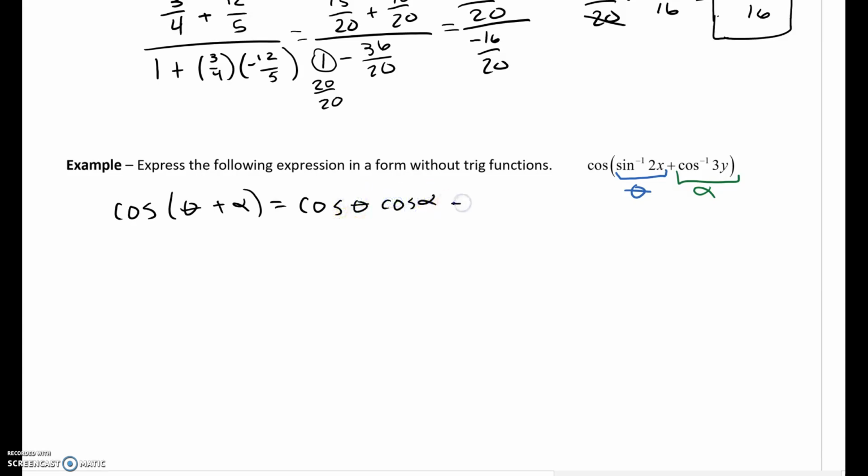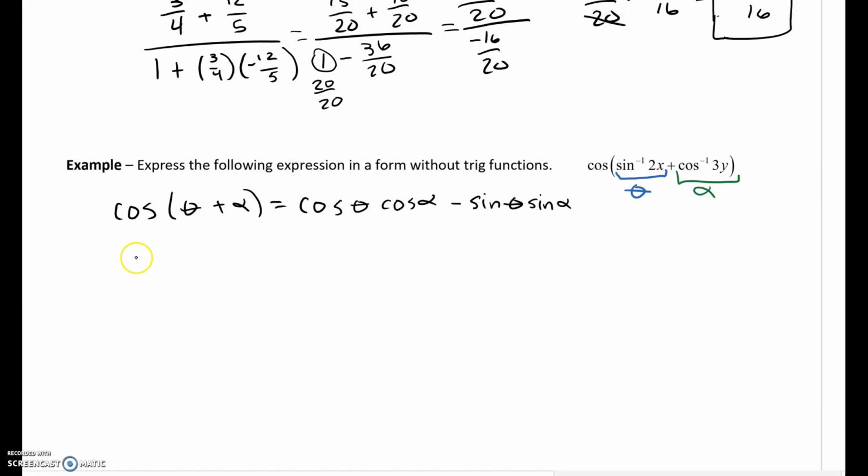cosine alpha minus sine theta sine alpha. Okay, so we really need to memorize these, so it helps if you write them all out every time. We'll draw our triangles.